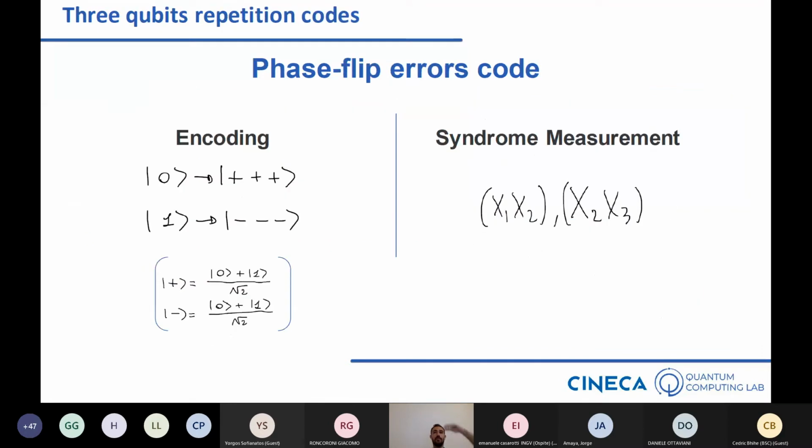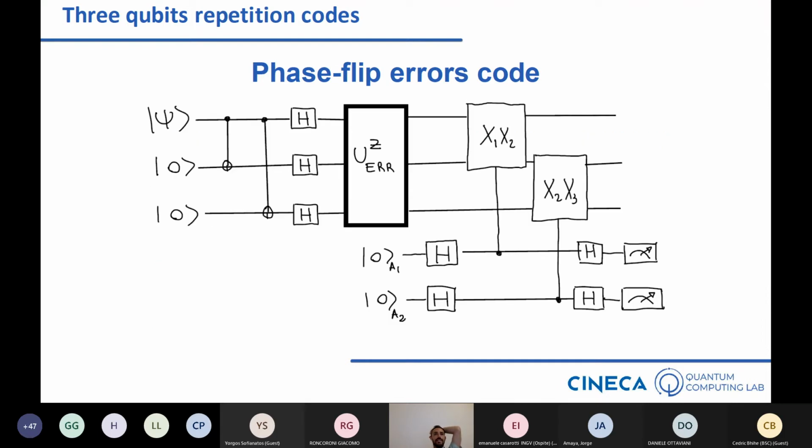So for the phase flip it is basically the same thing, but changing basis, which means 0, 0, 0 is this one, and minus is with the, of course, minus in the middle. This time we do not perform control Z measurement, we perform instead control X measurement. I mean control X gate that we later measure in the ancilla.